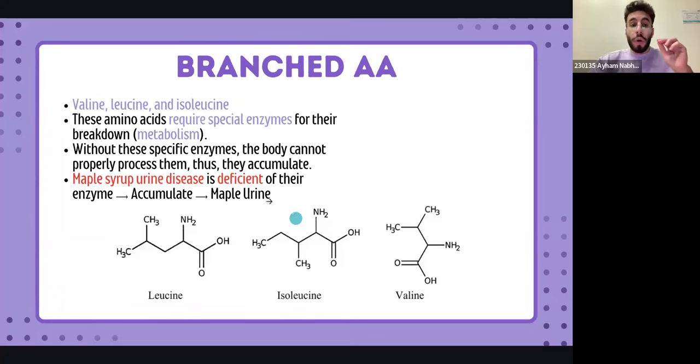So once these enzymes are deficient or not available, the amino acids won't be broken down, and thus they would accumulate. Give me an example, Ayham. An example of this accumulation is maple syrup urine disease, where the enzyme for breaking down the branched amino acids is deficient. So they accumulate, and the urine is going to have a maple syrup taste. So that's for the branched amino acids.